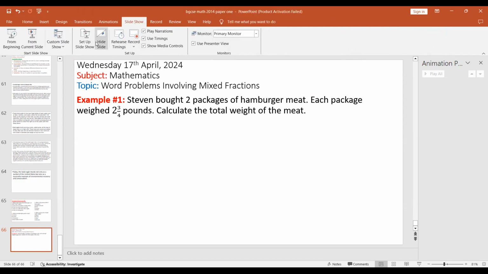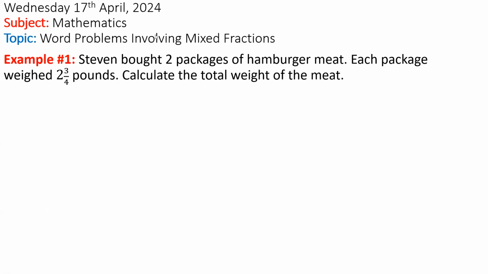Any other ideas on how we're going to do it? It says 2 packages of hamburger meat, and we know that each package weighs 2 and 3/4 pounds. So if we want to figure the total weight, what could we do? Right, there are multiple ways. We could add 2 and 3 over 4 plus 2 and 3 over 4, and that would be a way to get our answer, if we just add them.